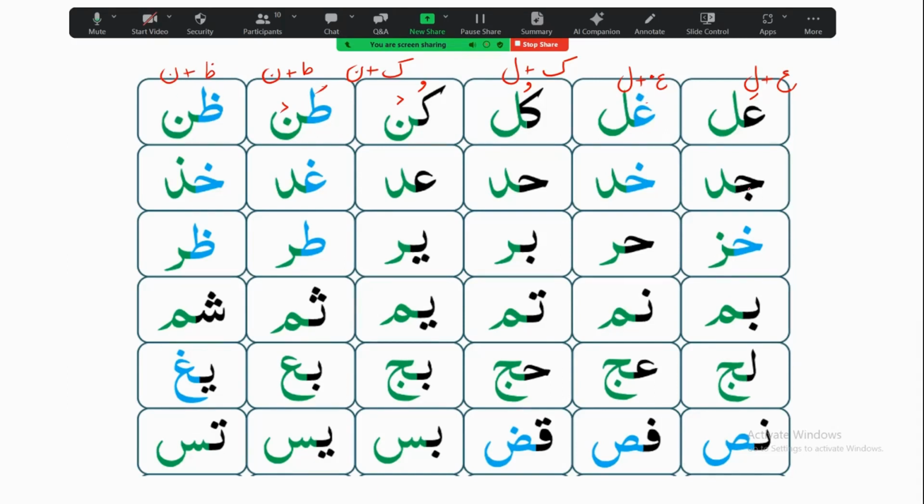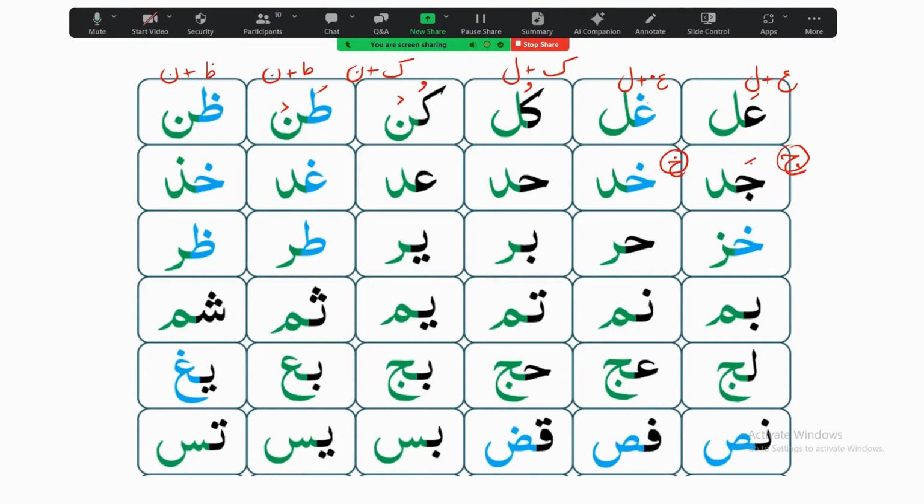Okay, Jeem letter. I told you for Jeem, the dot is below, right? When we cut this part, the dot is below. For Ha letter, when we cut it, the dot is above it. So let's put a fatha. Jim and dal letter is as it is here, right? The jim and dal, jad, right? Jim and dal, jad.